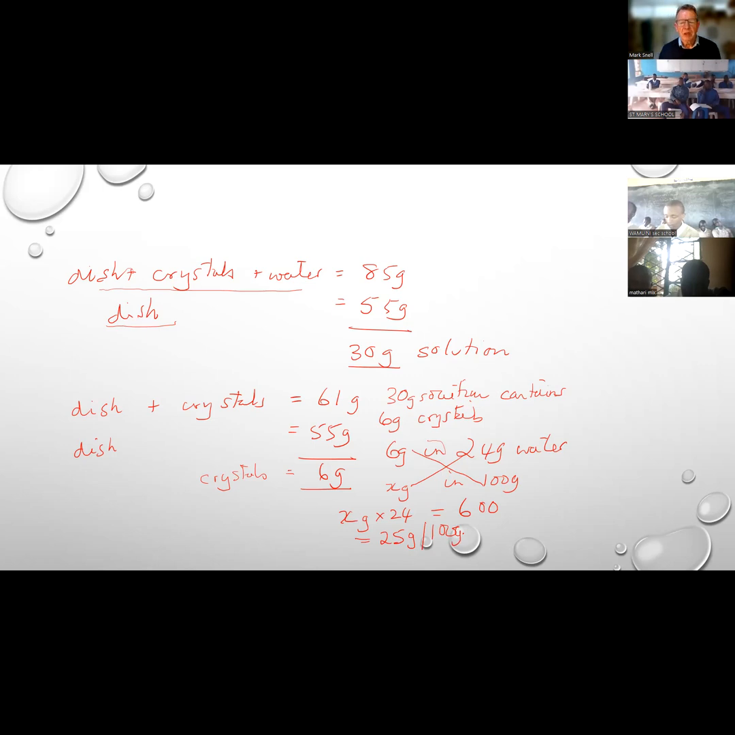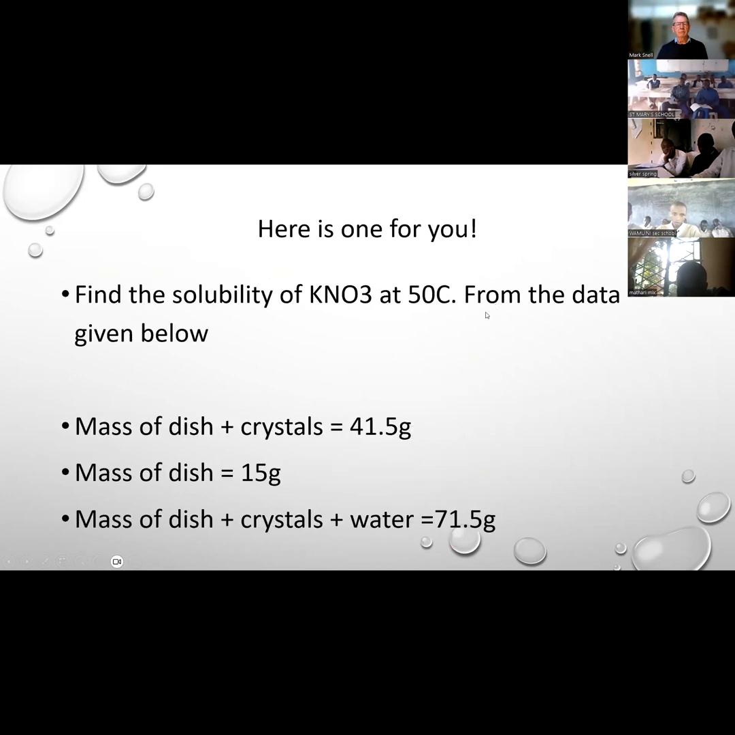Okay. So we'll see if you can have a go now. If you can't, we'll find another example and see if you can do it. But you work out the amount of solution here, then the amount of crystals, and then you say, okay, if I have 6 grams in 24 grams of water, then how many grams is it in 100? That's what we're trying to do.